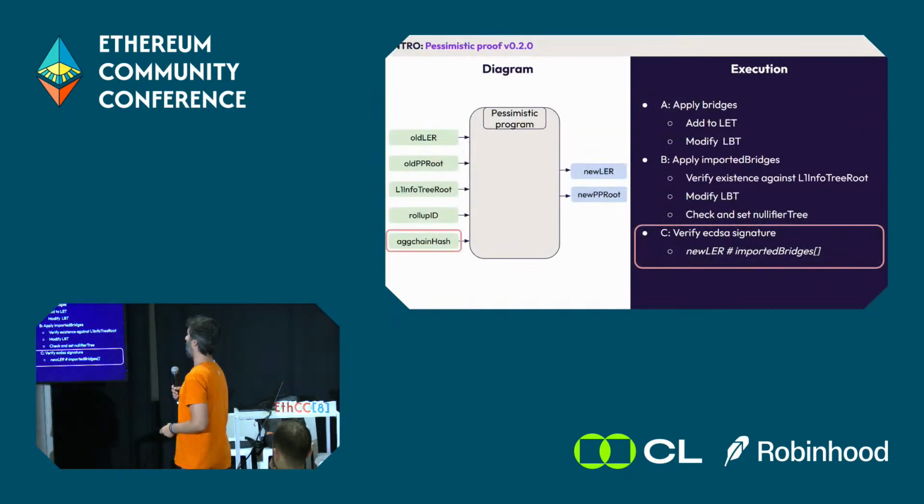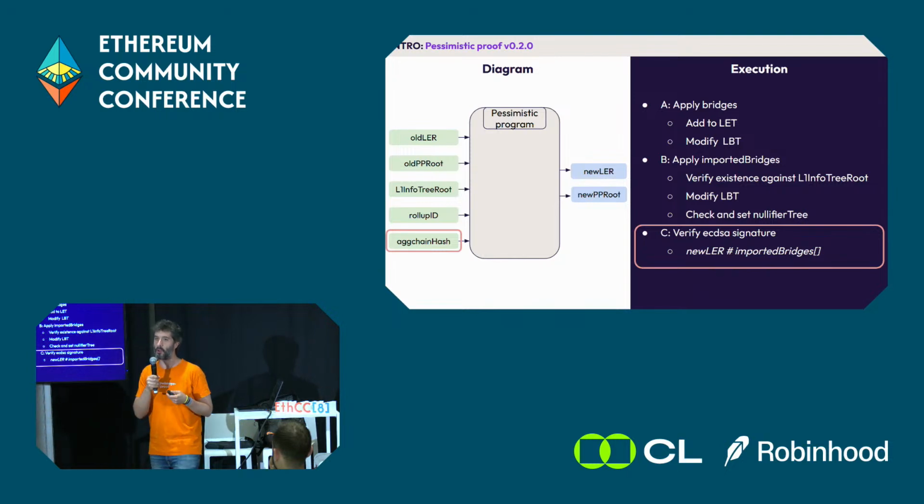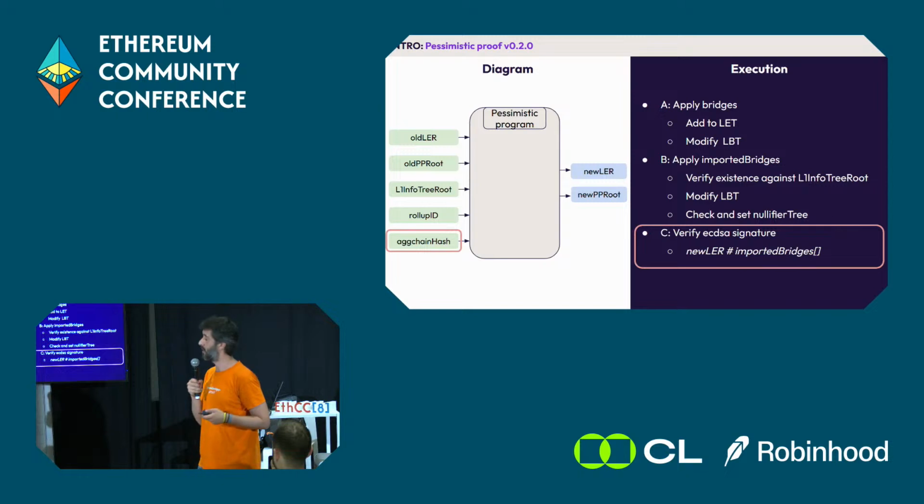Okay, let's see the design of the pessimistic proof, the second version that we did a while ago. At the very end, the pessimistic proof is a zero-knowledge circuit, so it's a program, basically, that has some constraints.